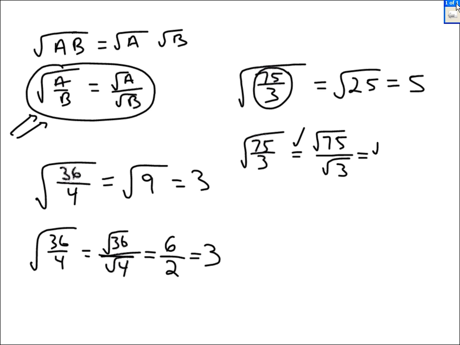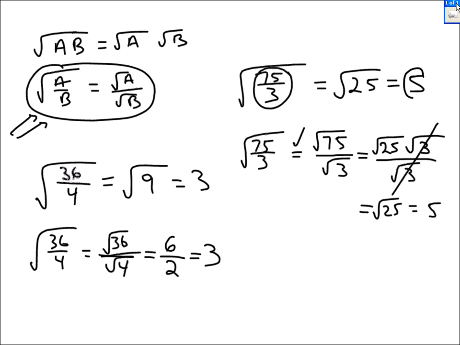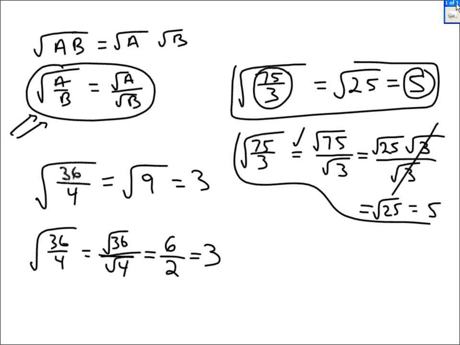75, the largest number that goes into 75 that I know the square root of is 25. 25 times 3. The radical 3's cancel out. We're left with just the square root of 25, which is 5. Of course, the same answer as before. But look at the little work I did here. Look at all the work I did down here. Sometimes it pays to do the division first. Other times it pays not to do the division first.